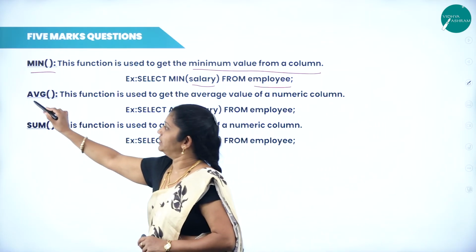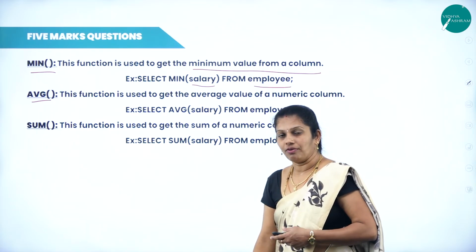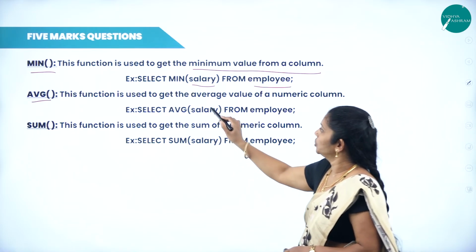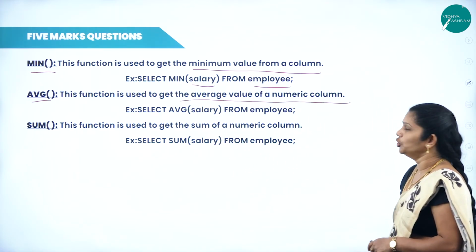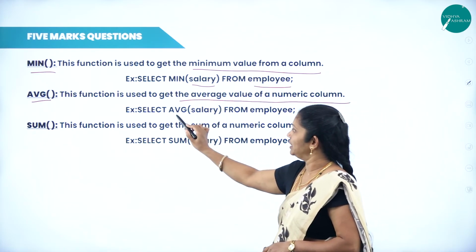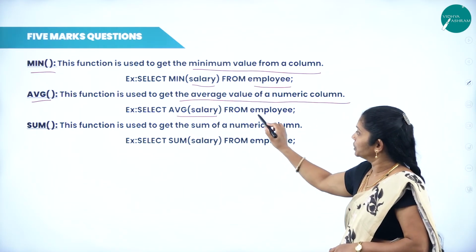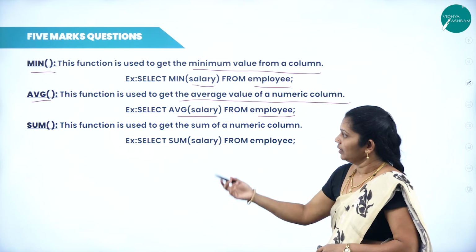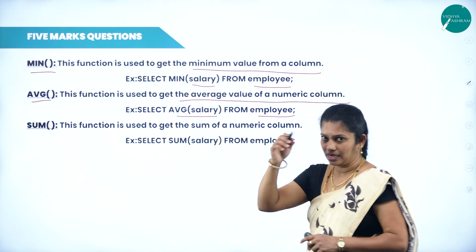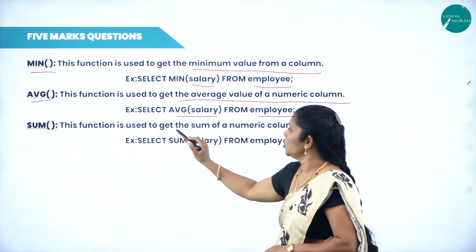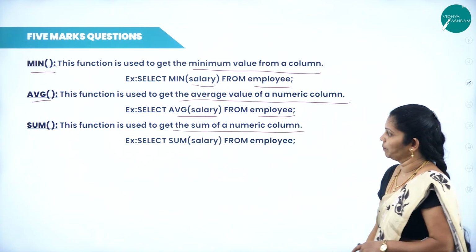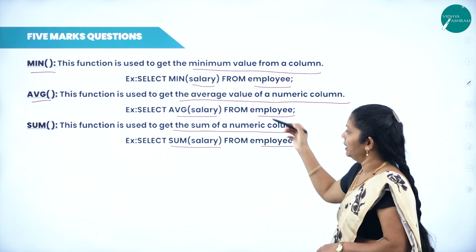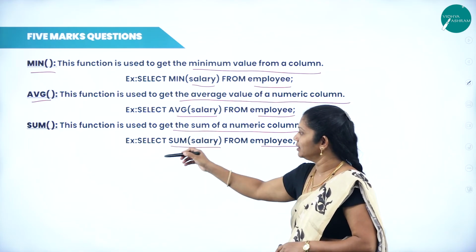And the next one is AVG. AVG stands for average function. To find the average of that particular column, we use this AVG function. Use it to get the average value from a numeric column. If I write select AVG salary from the employee table, then it will select the average salary. Then the sum function helps to find the total of the values in that particular column. Use it to get the sum of a numeric column. It means select sum salary from employee. Then in the employee table, under the salary column, it will find the sum.